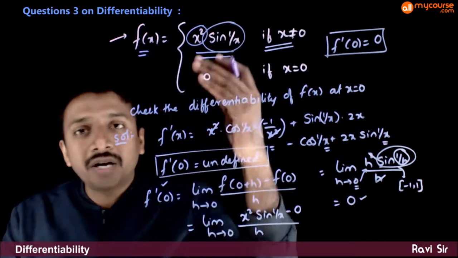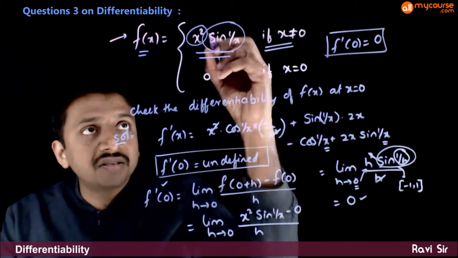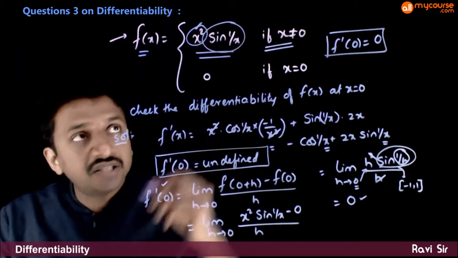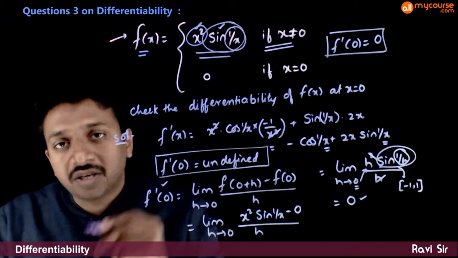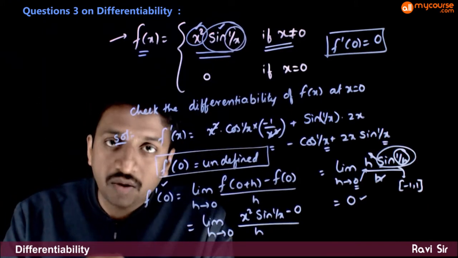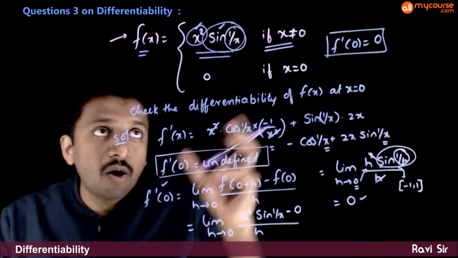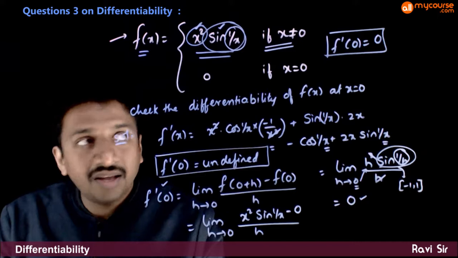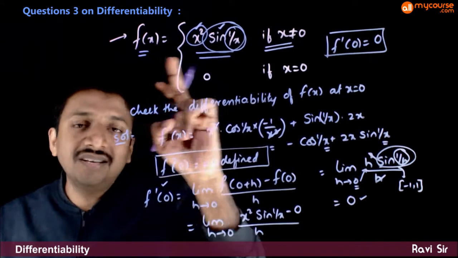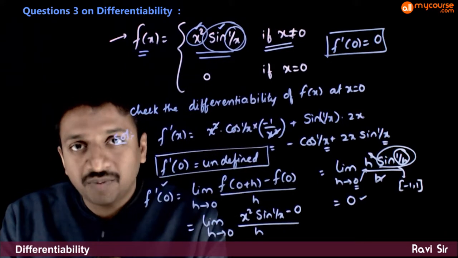At all remaining points also this is differentiable, because x square is a differentiable function, sine is a differentiable function, and 1 by x is a differentiable function as long as x is not equal to 0. So at all other points, none of these functions have any problem. Hence, f(x) is always differentiable is the answer.